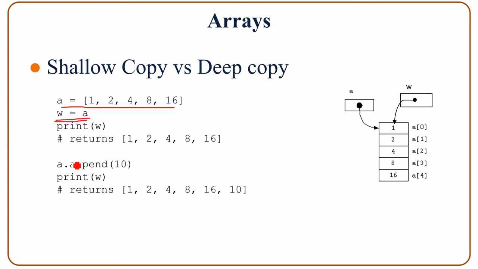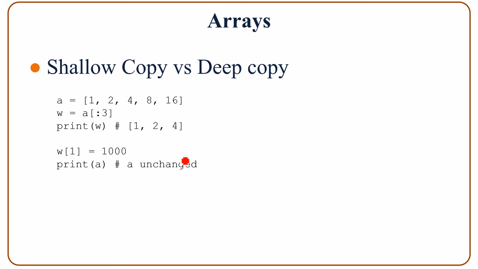Now if we append, let's say, the value 10 to the end of the array a, and we print w. Note that we print w, not a. What we get here is the array. This is because w points to the same array as a. So when you print w, we print the content of the array.